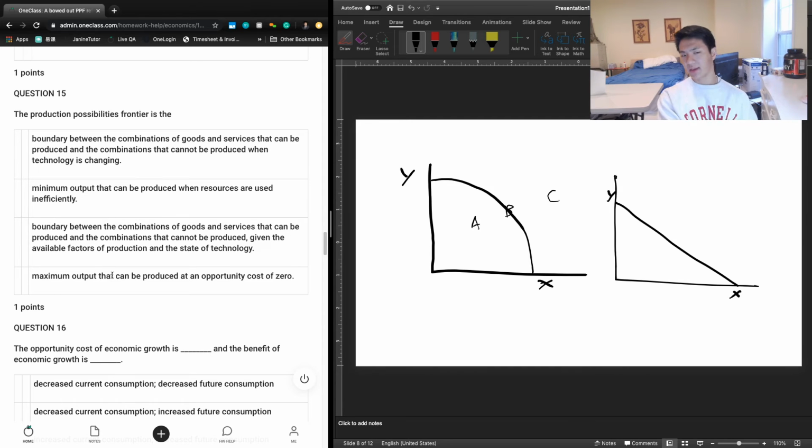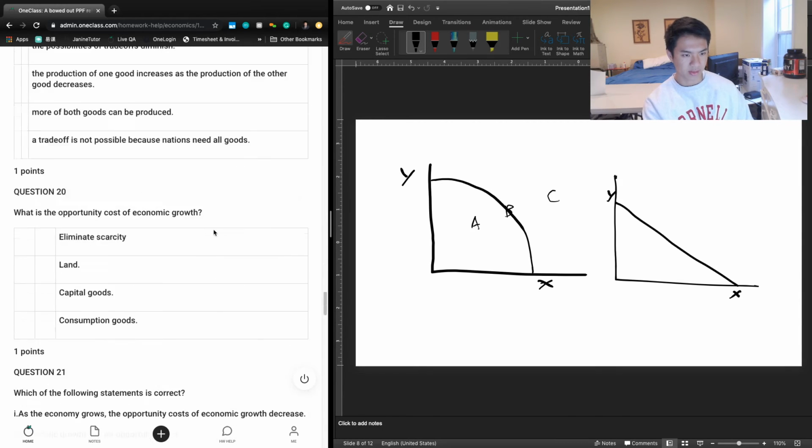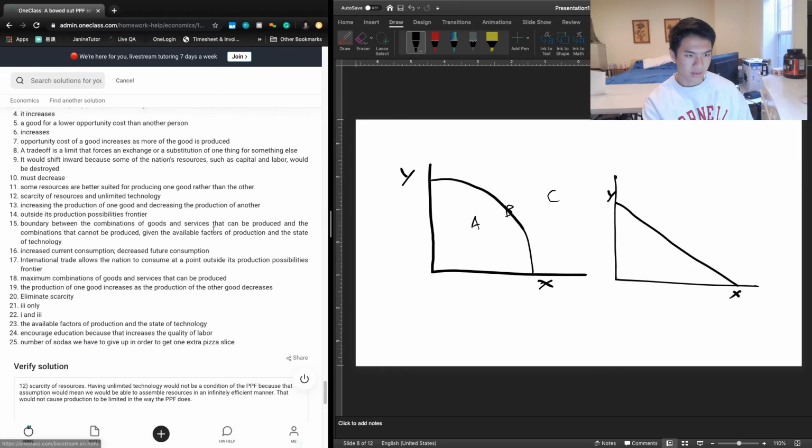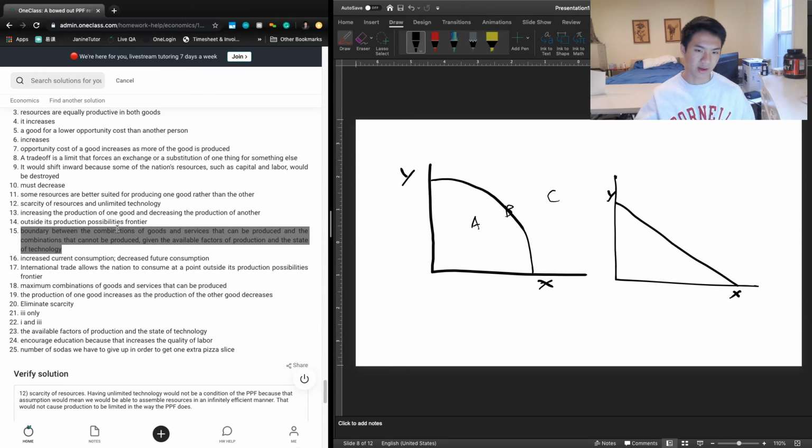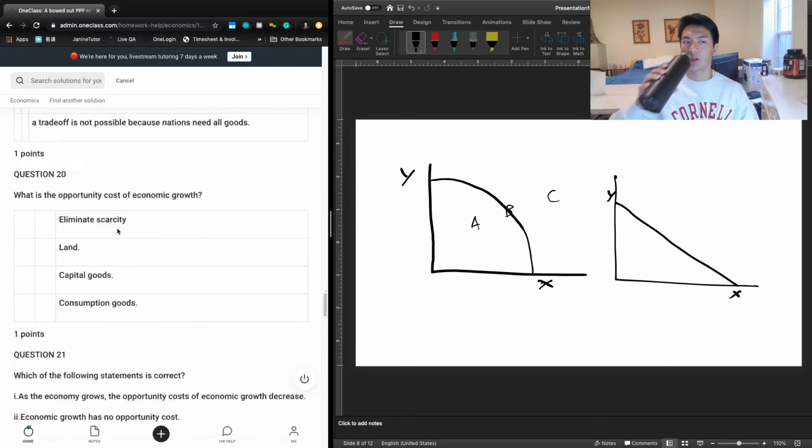Finally, maximum output that can be produced at an opportunity cost of 0. There's no opportunity cost of 0. There's always an opportunity cost, so that's not going to be the right answer. So question 15 is going to give us that long answer about a boundary. Yeah, so boundary between the combination of goods and services that can be produced and the combinations that cannot be produced, given the available factors of production and the state of technology.